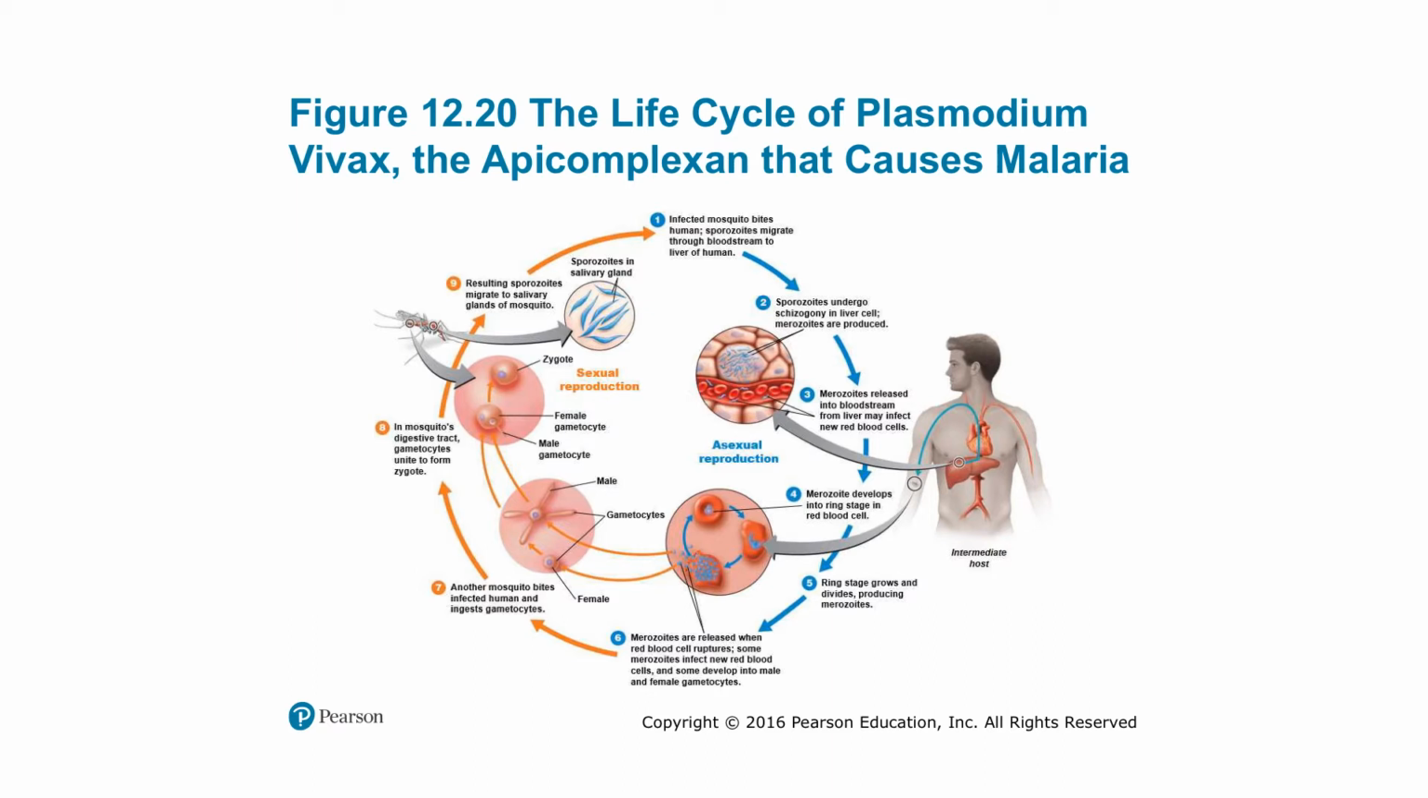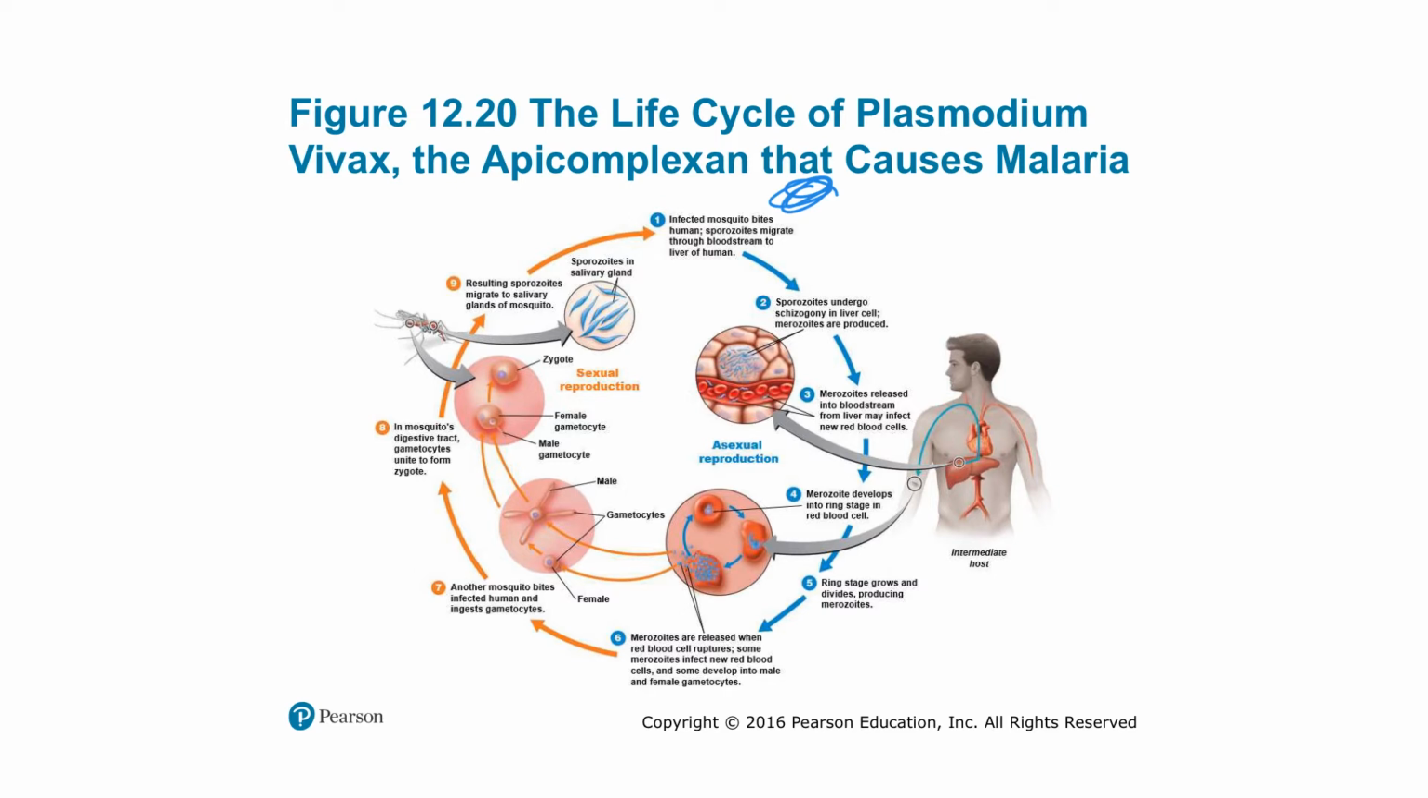And so the infected mosquito, we're going to start here at the top right here. And so the infected mosquito bites the human, and the sporozoites migrate through the bloodstream to the liver of the human. And they're going to undergo their schizogony in that liver cell. Then they're going to be released into the bloodstream, and they can infect new red blood cells.